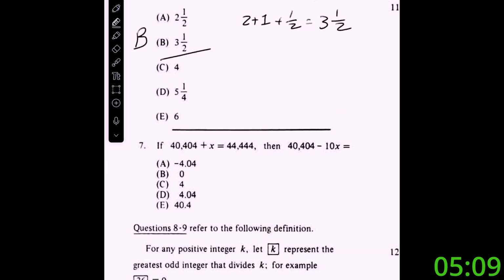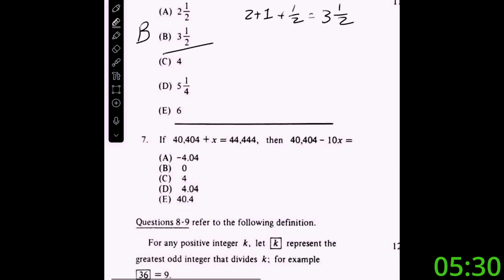Number 7, if 40,404 plus x equals 44,444, then 40,404 minus 10x, is there a way to do this other than solving for x and multiplying by 10? That's what's popping out at me.